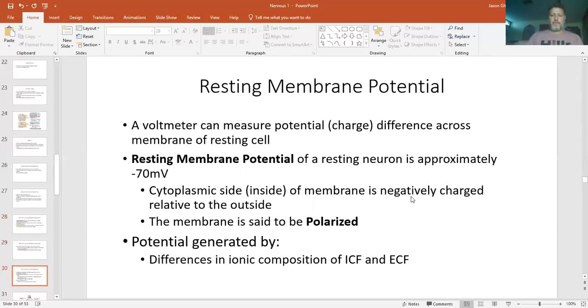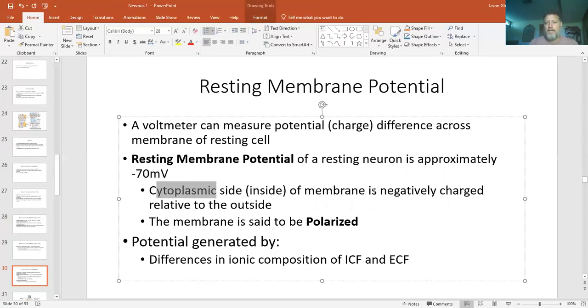Okay, so now we kind of reviewed some of that. I hope it's clear, but if not, please email me. We can measure these potentials with a voltmeter. Now, our resting membrane potential is approximately -70 millivolts. That means it's -70 on the inside of the membrane compared to the outside of the membrane. The cytoplasmic side is negative, so it's said to be polarized. It's like a battery. You have a positive side and a negative side. The outside is positive, the inside is negative. We have a battery that gives us potential for energy.